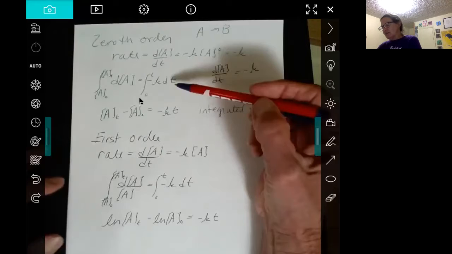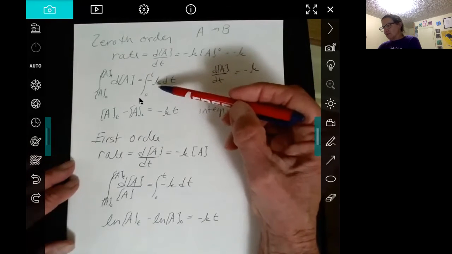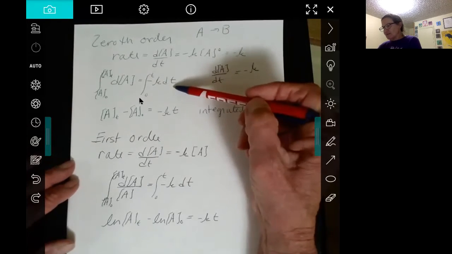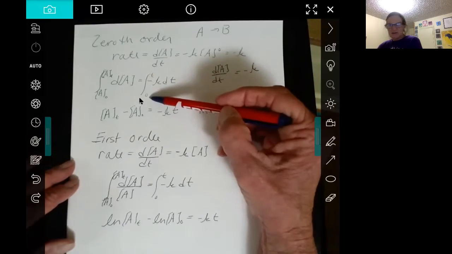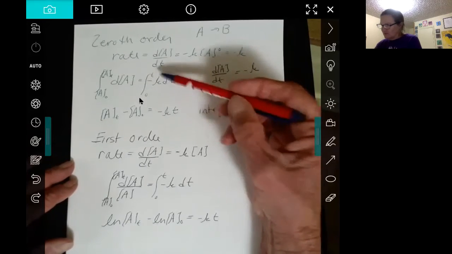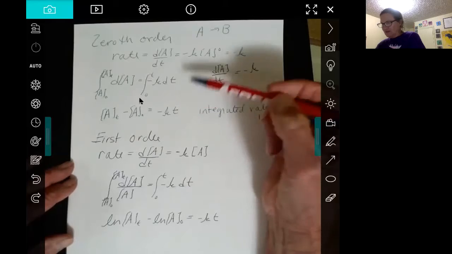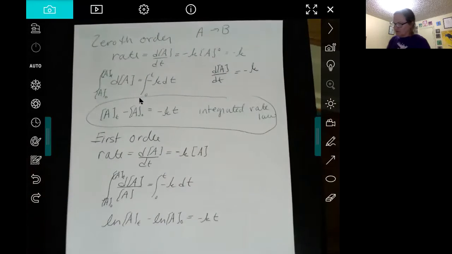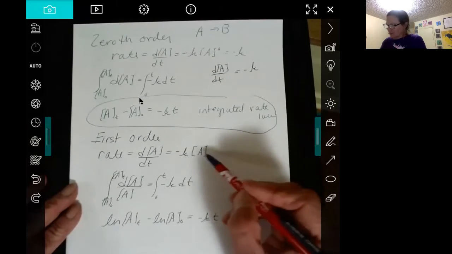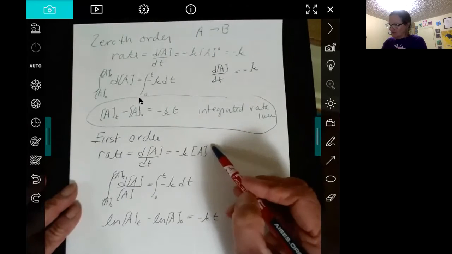On the right-hand side, it's always going to be the same integral. Constant times dt gives you delta t. And if you set your watch and say the time I started is time 0, then that's just the time you ended at. So this is the integrated rate law for a first order reaction, or for a zeroth order, I'm sorry.